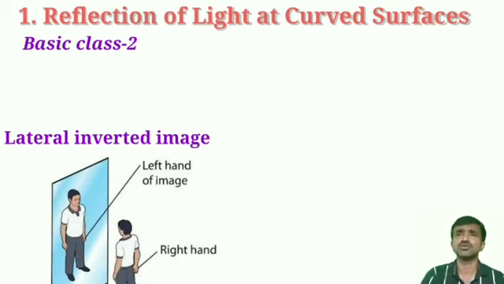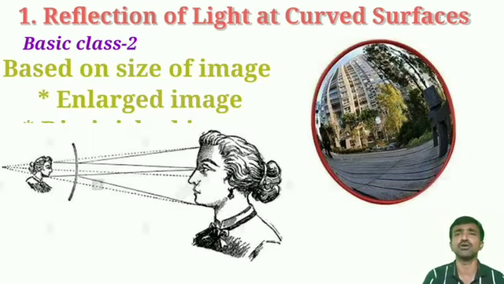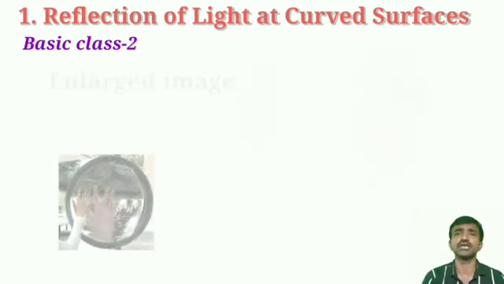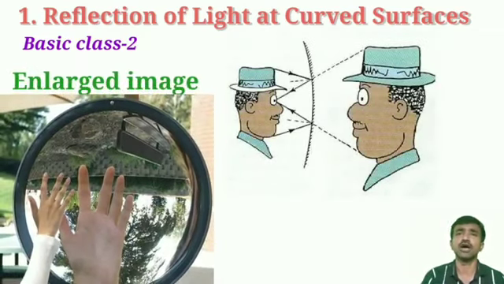We can describe other types also based on size, as enlarged image or diminished image. What is diminished? Diminished simply means smaller or shorter. Based on the size, you have to compare the size of the image with the object size. If the size of the image is smaller than the object size, that type of image is called a diminished image. If the size of the image is larger or greater than the size of the object, that type of image is called an enlarged or magnified image.